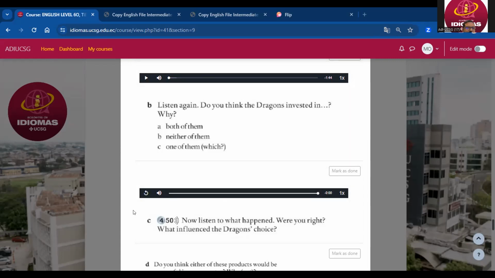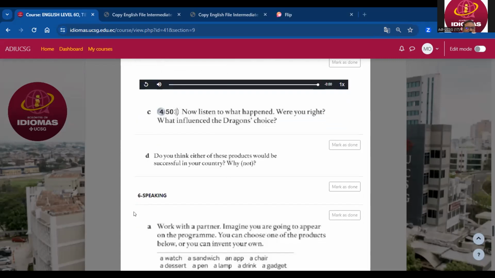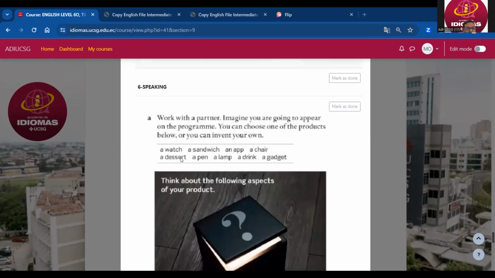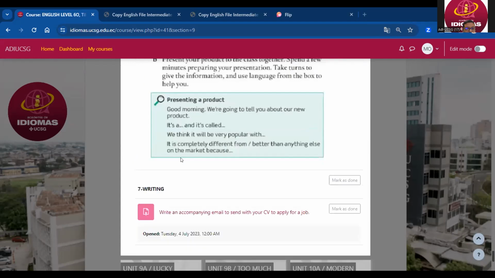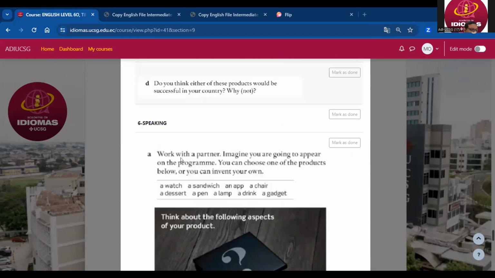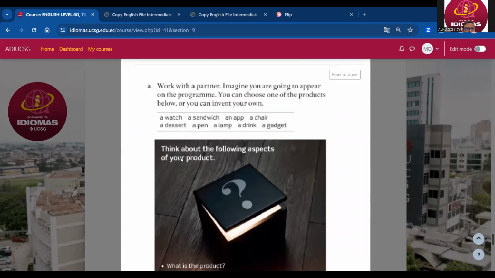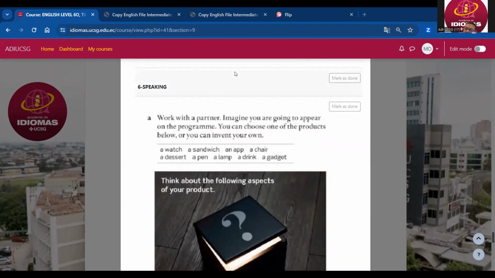Okay, there you have the audio, right? So they decided to invest in only one of them, right? Let's get to the speaking part. Let's see what we got on this one. In the speaking section, what we get is as follows.